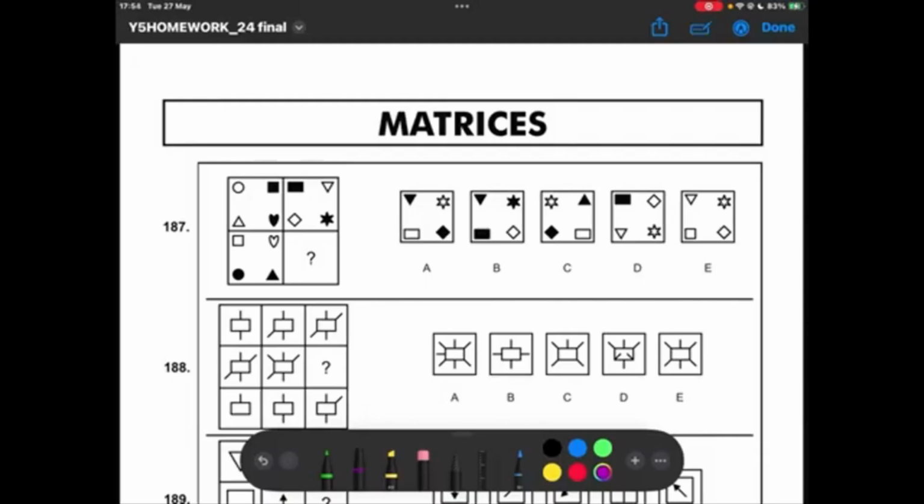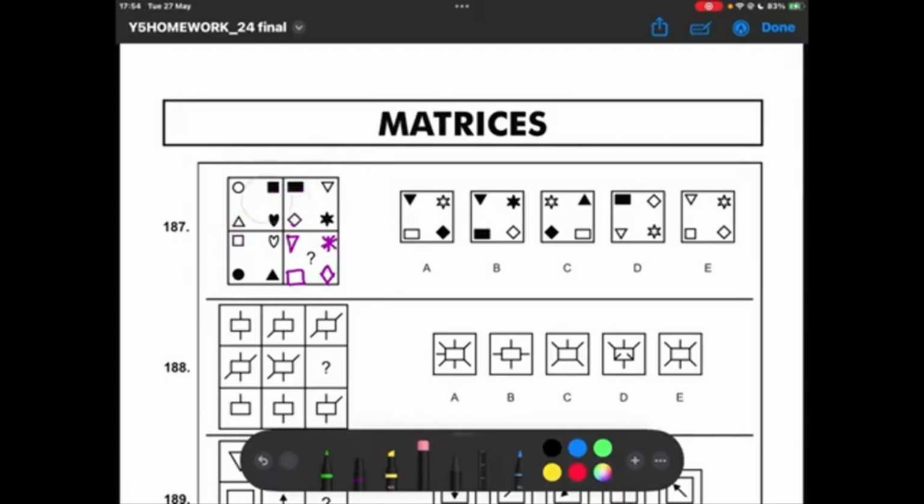So here, let's look at it vertically, so these two. The shapes are moving in an anti-clockwise direction. So the square was here, now it's here. So move each one anti-clockwise. So this rectangle was here, now it's going to be here. This was here, now it's going to be here. Star thing was here, and the triangle is going to be here.